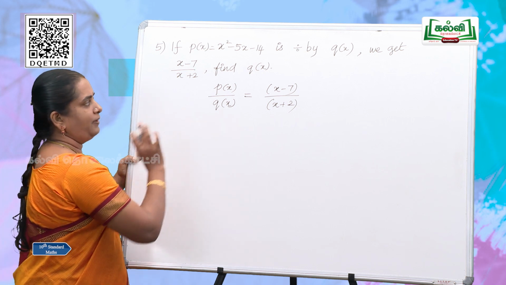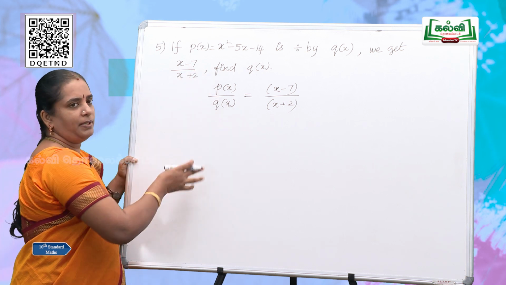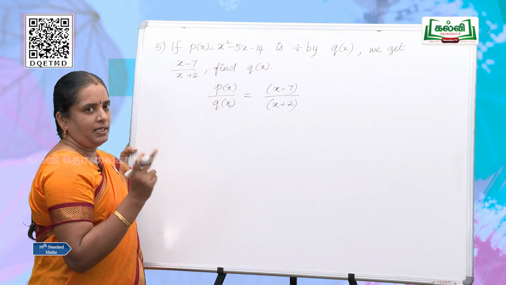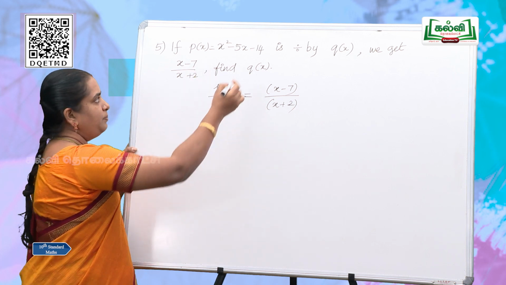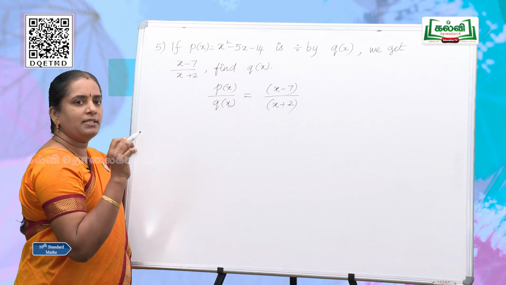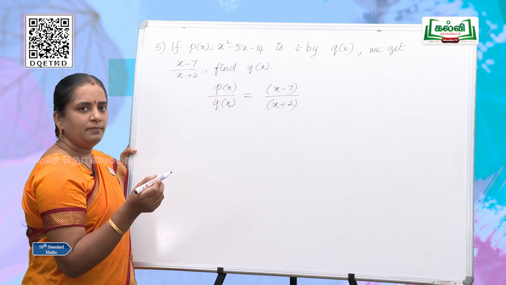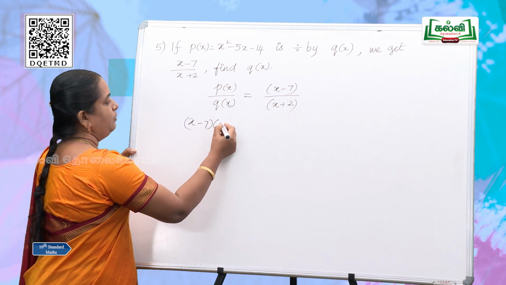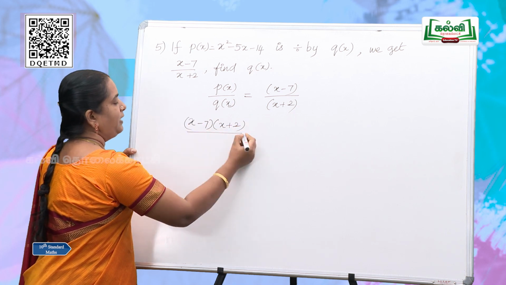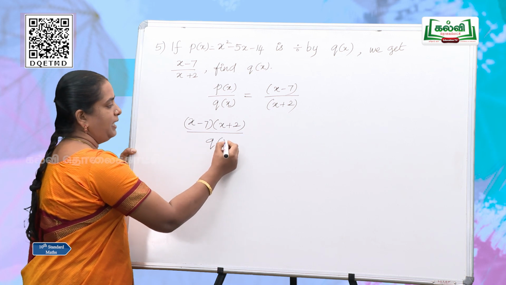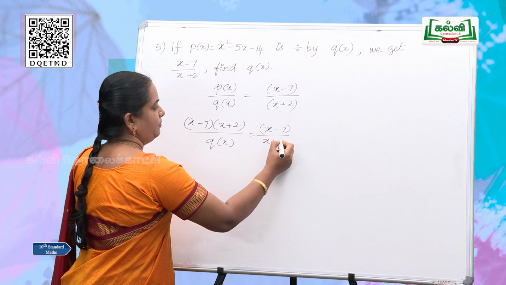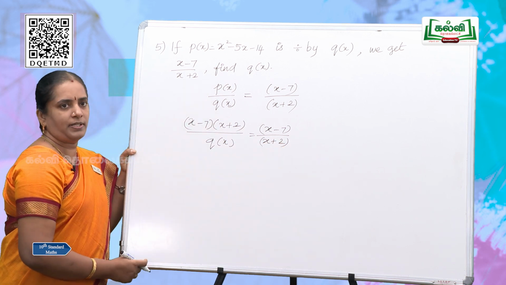Now, we have p of x. We are going to use that p of x in this statement. What is p of x? So, factorize it. Product is 14 and the difference is 5. What are the numbers? Yes, 7 and 2. So, x minus 7 into x plus 2 divided by q of x is equal to x minus 7 by x plus 2. We need the value of q of x.